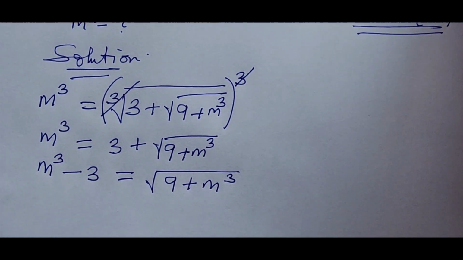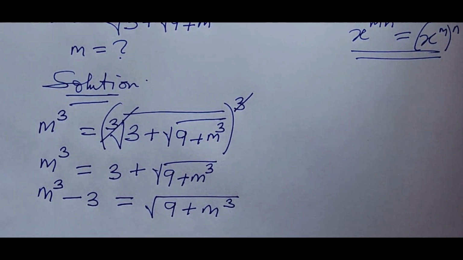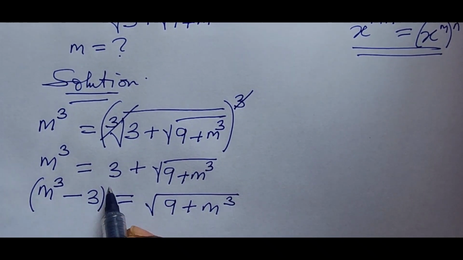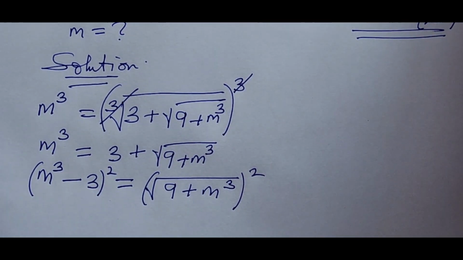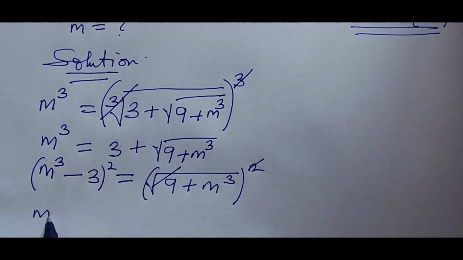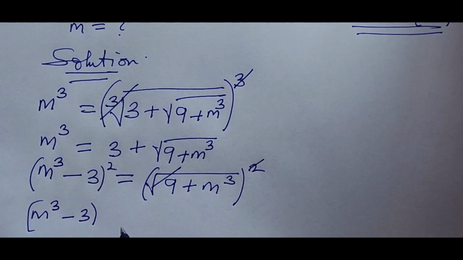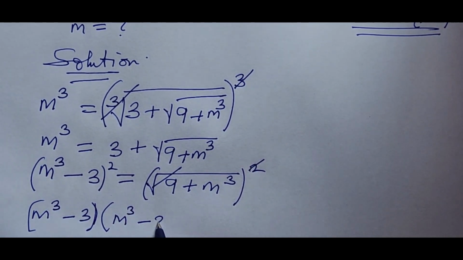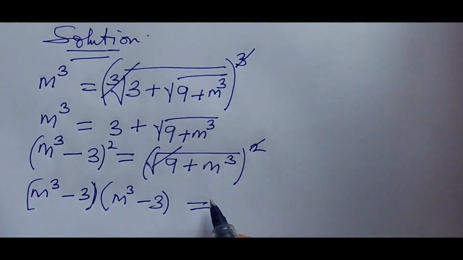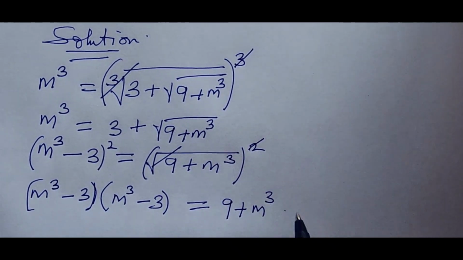Okay, so this is a square root radical. So we take the square of both sides this time around. We raise this to the power of 2, and we equally raise this to the power of 2. So with this, the square and the root will cancel. Let's open up this side of the equation. We have m to the power of 3 minus 3 times itself, everything equal to 9 plus m to the power of 3.